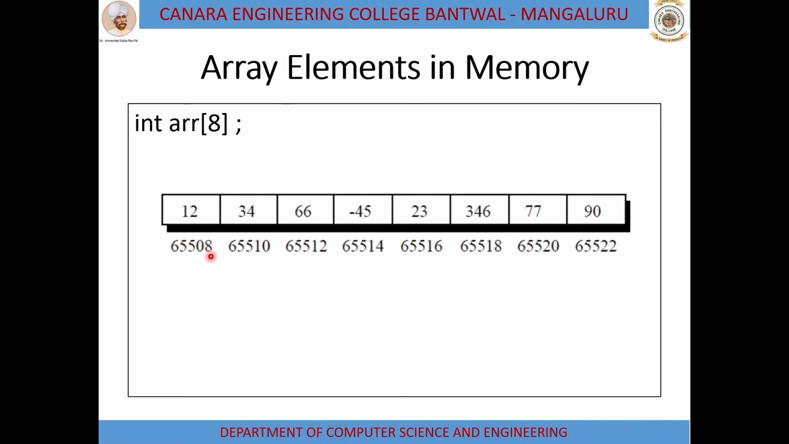So 65,508 is the location of the first element. The next element will be at location 65,510, that's 2 bytes apart. Next, again 2 bytes for the next element, and so it goes to the last element. So if we know the location of the first element in the array, then we can just keep incrementing the pointer and point to any element in the array. That is why we make use of an index here.